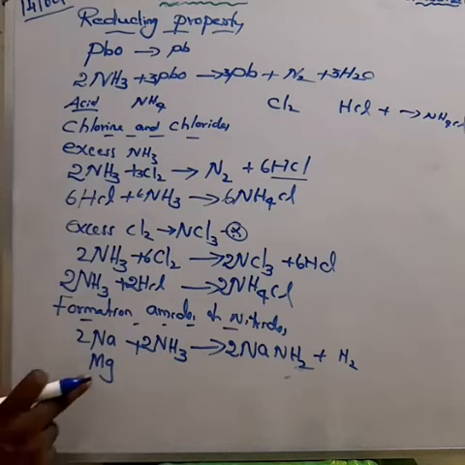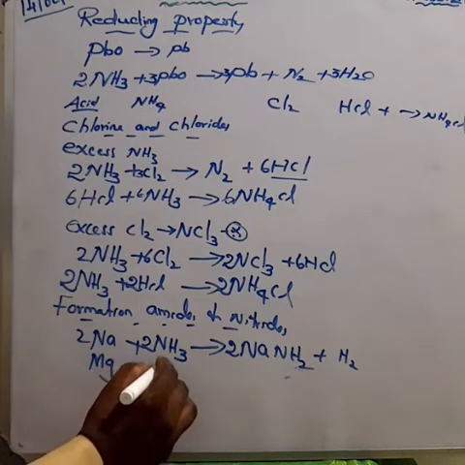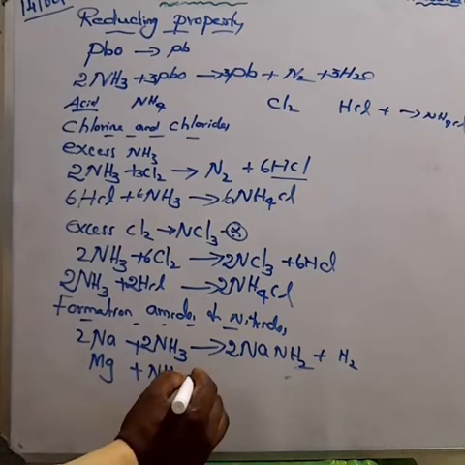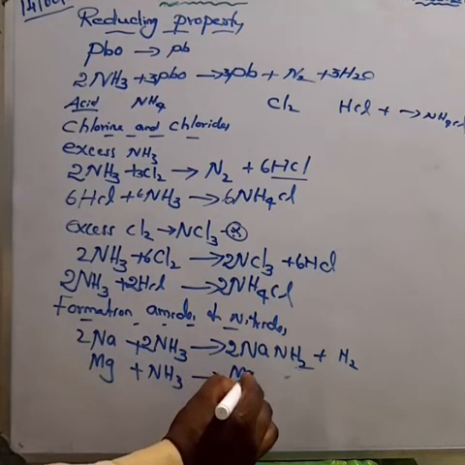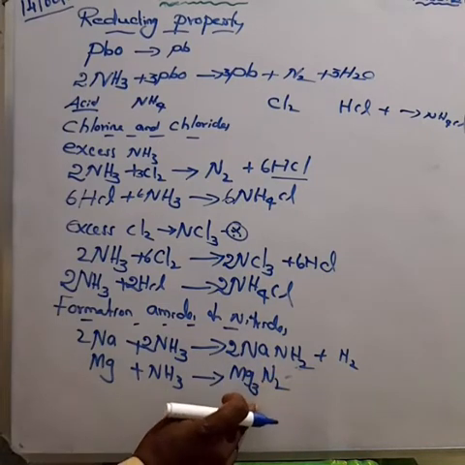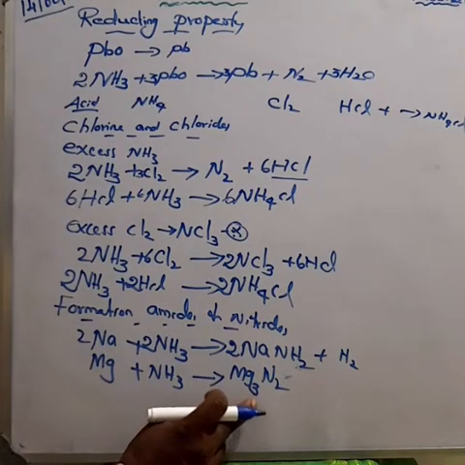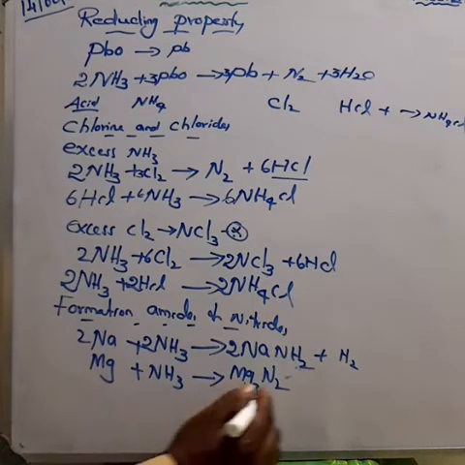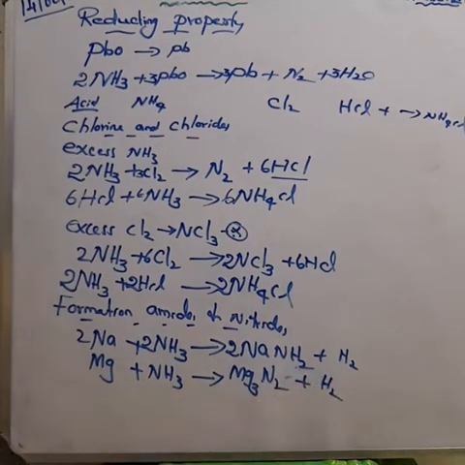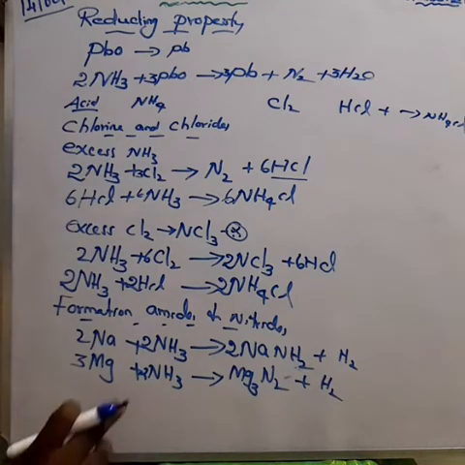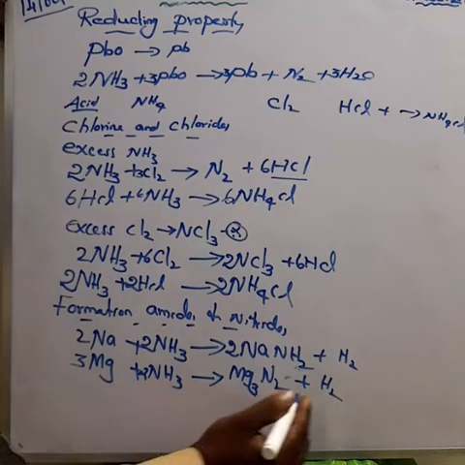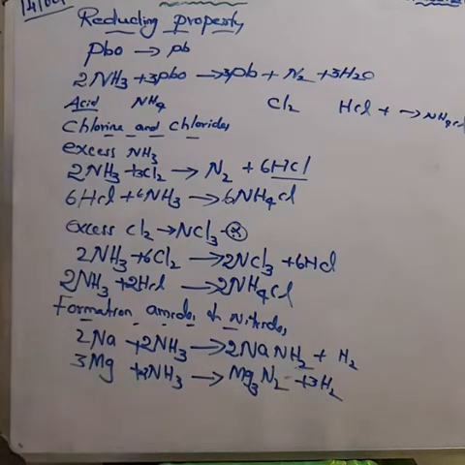Second condition. Magnesium combines with ammonia. Magnesium, formula Mg, reacts with ammonia, NH3, we get Mg3N2, magnesium nitride, and also liberating hydrogen. So how much magnesium is there? 3 magnesium. Make it 3 magnesium on the product side. How much nitrogen is there? 2 nitrogen. So make it 2 ammonia there. Then how can you find out the hydrogen? Hydrogen has 6. 2 into 3 is equal to 6. Make it 3 into 2 is equal to 6.